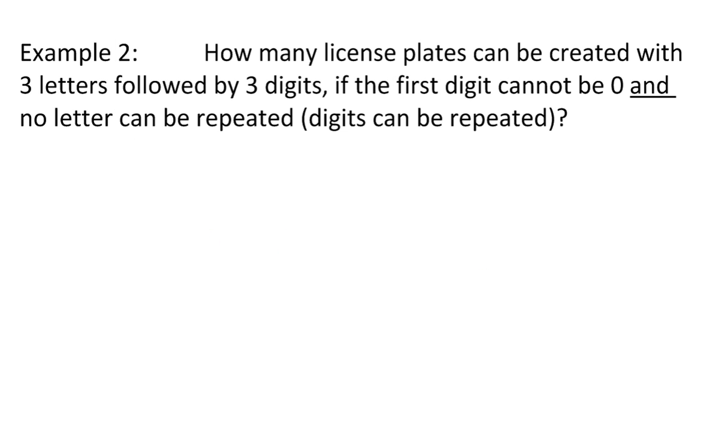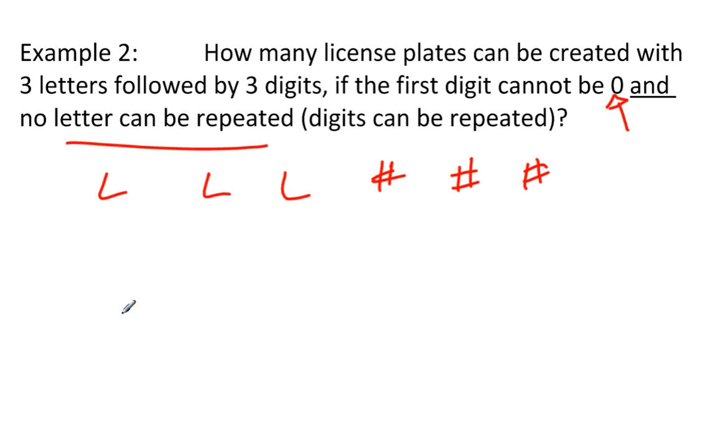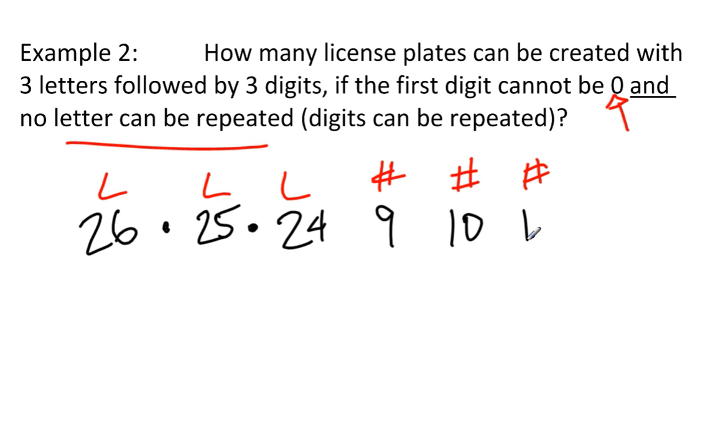Now, the next one starts to look at, well, what happens if we can't use 0 and we can't repeat letters? Alright, let's think about what that does to our numbers. If we can't repeat any of our letters, that means we have 26 choices here, but as soon as we take out a letter like L, now there's only 25 choices. We take out another letter, there's only 24 choices. So this is going to start limiting how many different options we have. Our first number can't be 0, so how many are left? 9. But I guess you can have 0 for the rest, so that's a 10 and a 10.